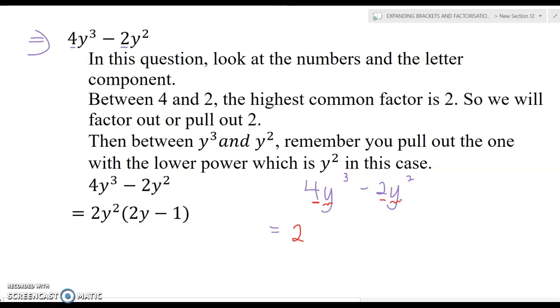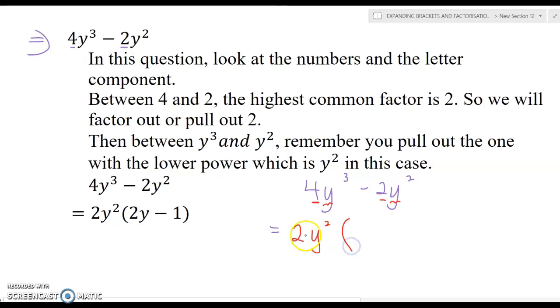And now let's look at the letters, because we have to pull out letters because they have common letters here. Now, we have y to the power 3 and y squared. Remember when I said, once you have a common letter, you pull out that letter with the lower power, which is the y squared in this case, right? Y to the power 2. So in all, we pulled out 2y to the power 2.